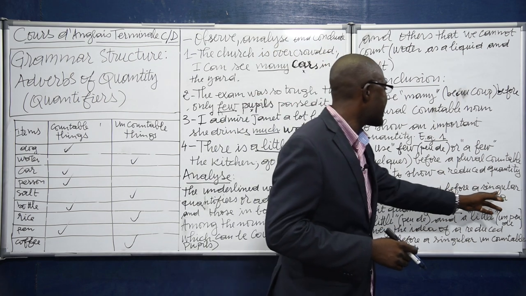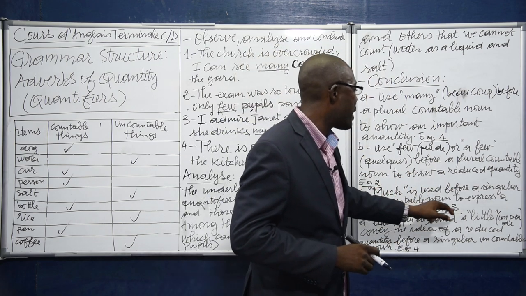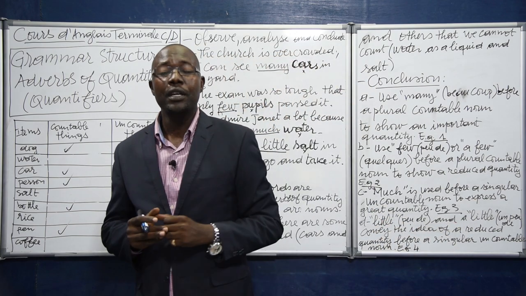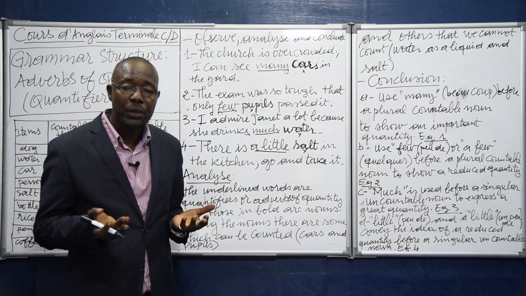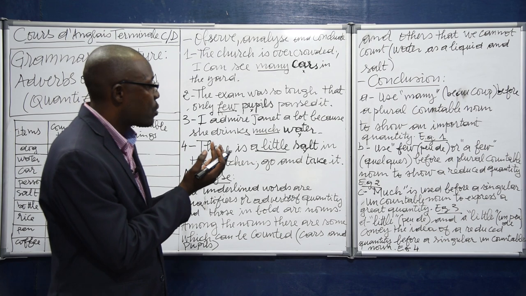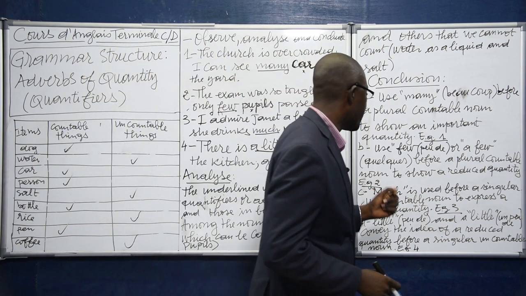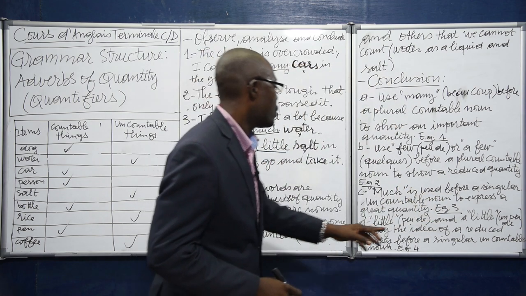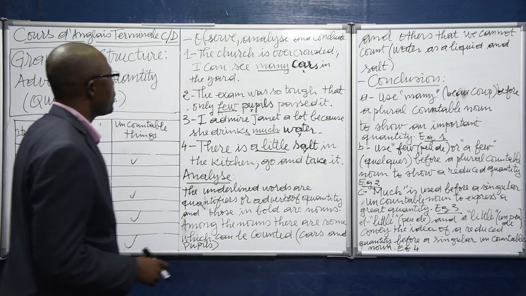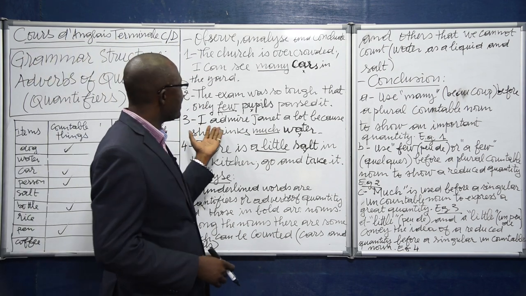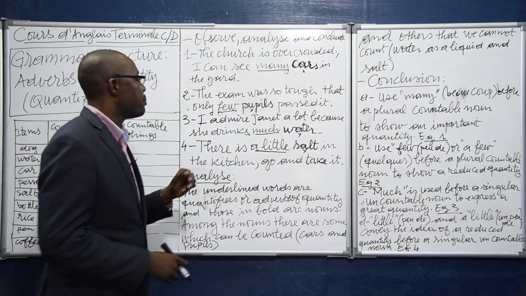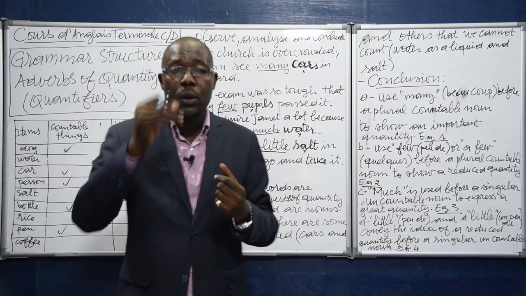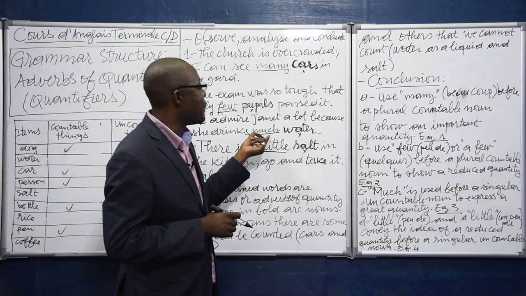Much is used before a singular uncountable noun to express a great quantity. So when you drink a lot of water, can you count them? Can you count water? No, you cannot count water. So it is a great quantity. That's why we use much. So much is used before a singular uncountable noun. So we refer to example three. Here we have, I admire Janet a lot because she drinks much water. Because we cannot count water we drink, that's why we have much.